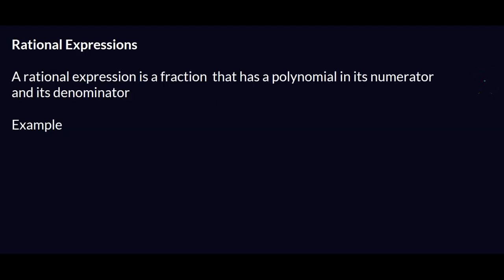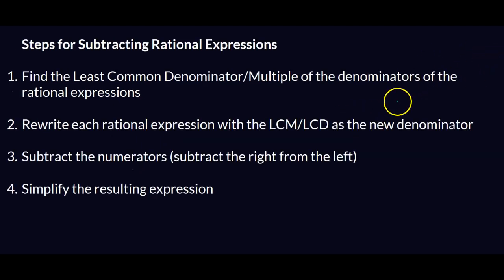A rational expression is a fraction that has a polynomial in its numerator and its denominator, and a good example of that would be x squared minus 3x plus 2 divided by 4x to the 5th power. That's an example. So now how do we go ahead and subtract these rational expressions?